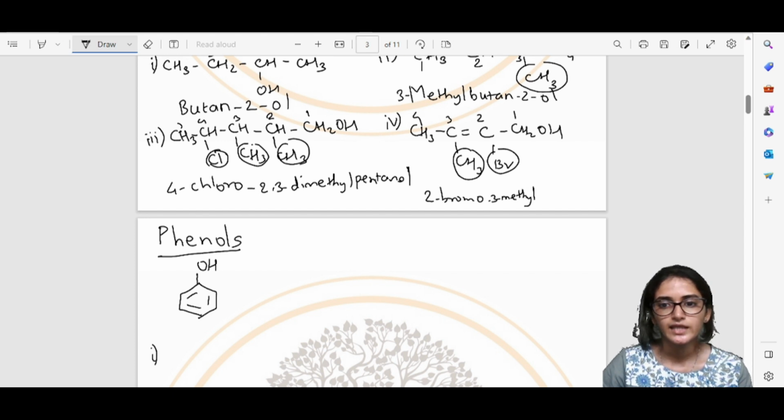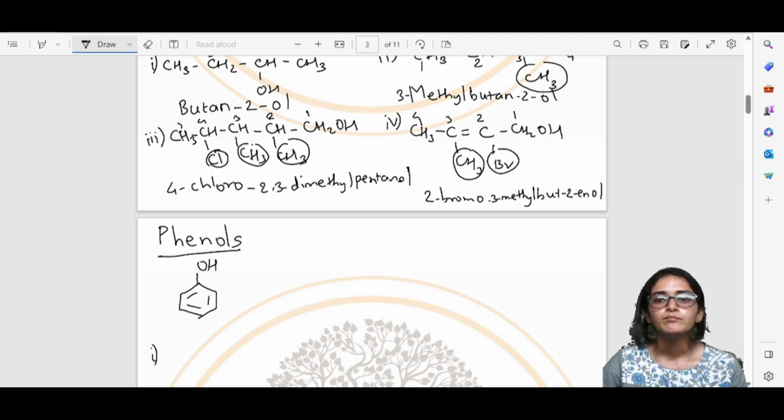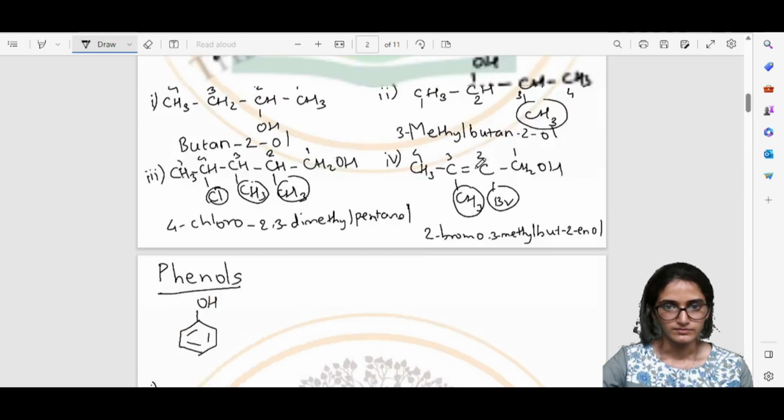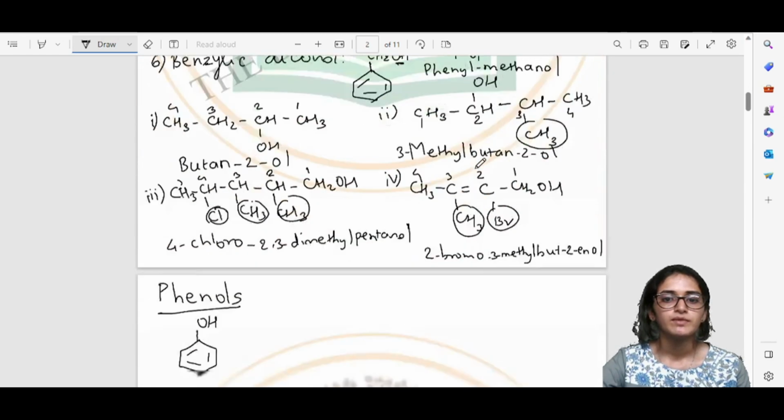How many carbons are there? 1, 2, 3, 4. So but. Now here a double bond is there, no? And at what carbon is the double bond? Second carbon. So but-2-en-ol. Okay, but-2-en-ol. Now 1-ol you also can write, or ol. Okay, so this is the name. So this is all about the alcohols.